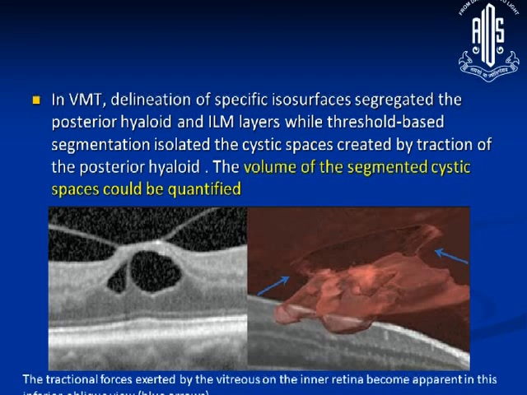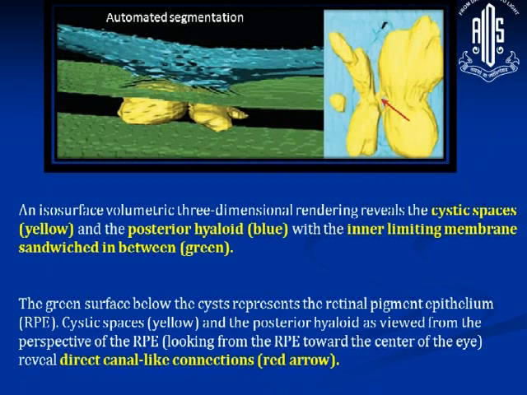The tractional forces exerted by the vitreous on the inner retina become apparent in this inferior oblique view, as shown by these blue arrows. So these are the cystoid changes which can be quantified with the spectral domain OCT. This is an automated segmentation image where the cystoid spaces are shown in yellow, the posterior hyaloid in blue, and the inner limiting membrane sandwiched in between is shown in green. This is how you can quantify the cystoid spaces, and a canal-like connection can sometimes be made out between the cystoid spaces, as shown by this red arrow. So it does give us additional information.